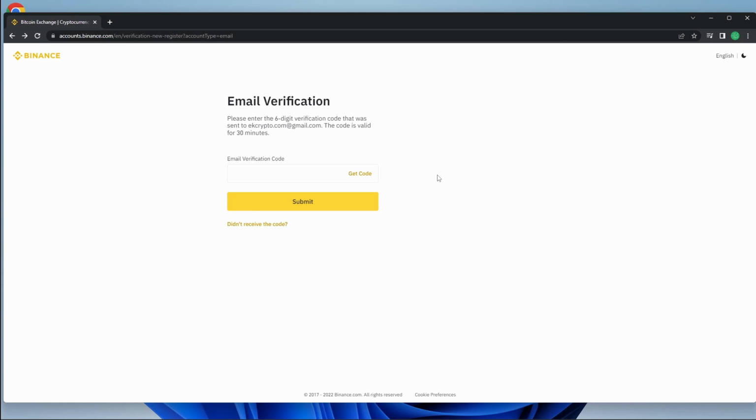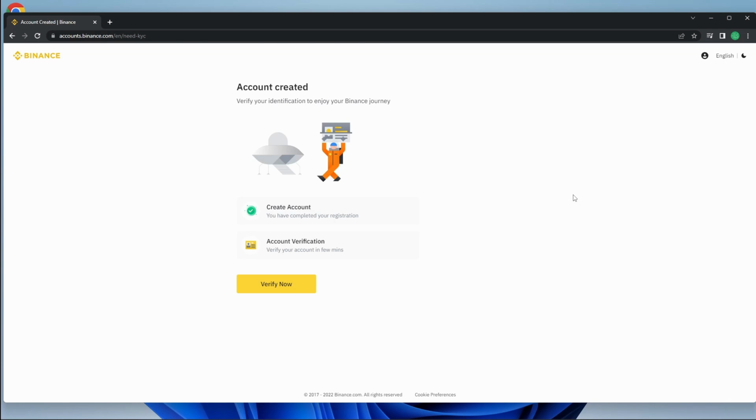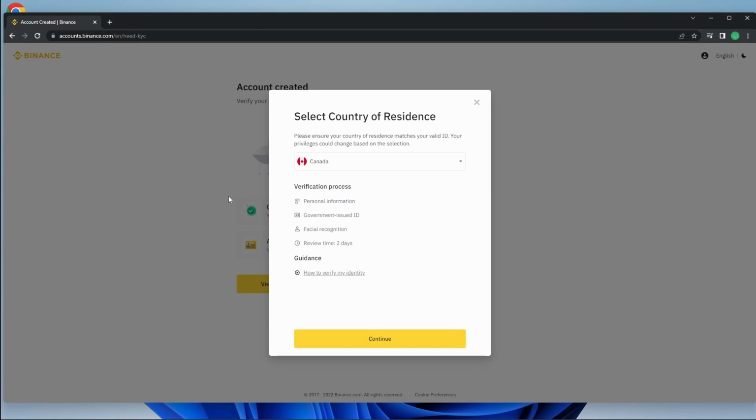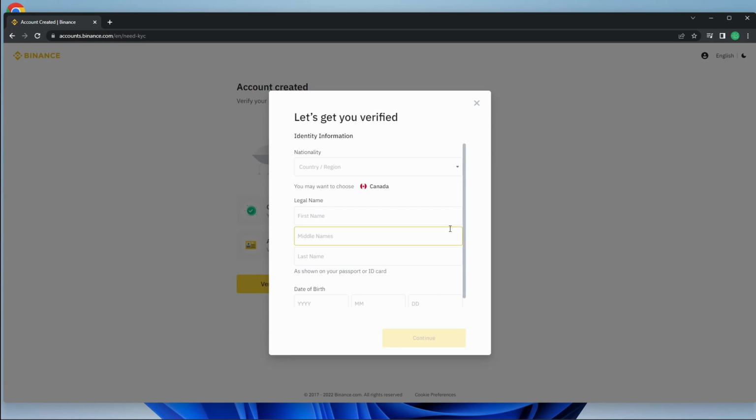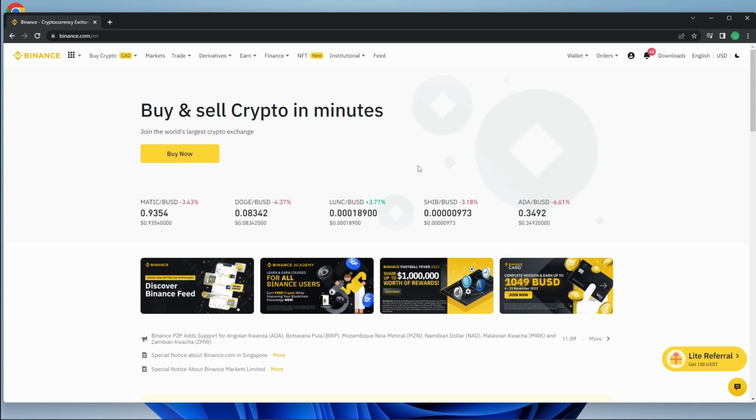My account is already verified. In this case, we will go straight to Binance. Once you have confirmed your email address, this pop-up with verification will appear. Once you have all your information ready, press continue. From here, follow the steps and press continue. Once you are done your verification, you will see a different page. Once you have reached the main screen, you have successfully created your Binance account.